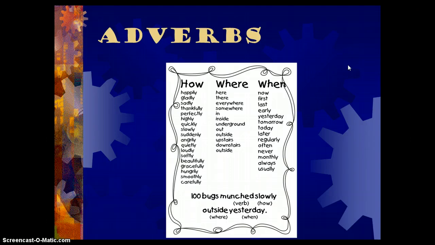You might want to jot some of these down in your notes. So if we have the sentence down here as an example, 100 bugs munched slowly. The verb is munched. That's what they are doing. But how are they doing it? They're doing it slowly. Or where are they doing it? They're doing it outside. Or when are they doing it? They're doing it yesterday. So those are all adverbs, help describe a verb.